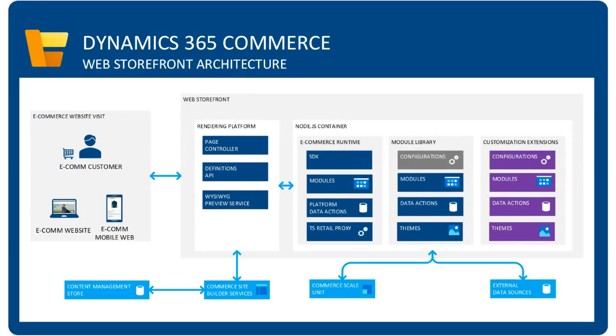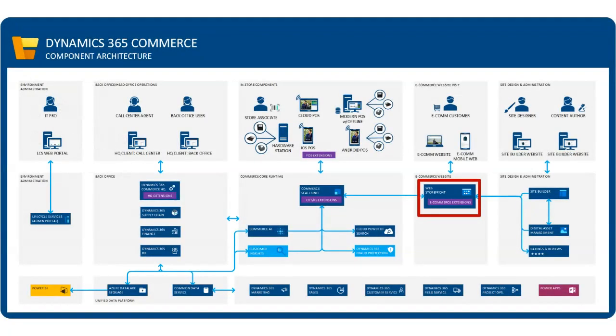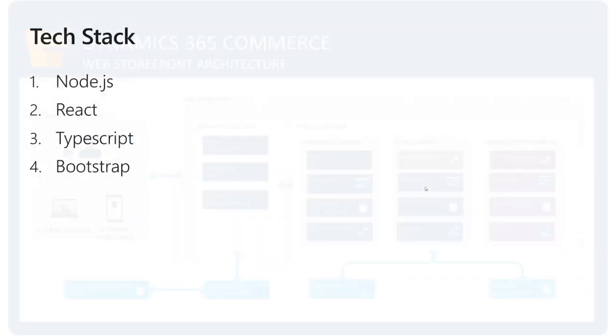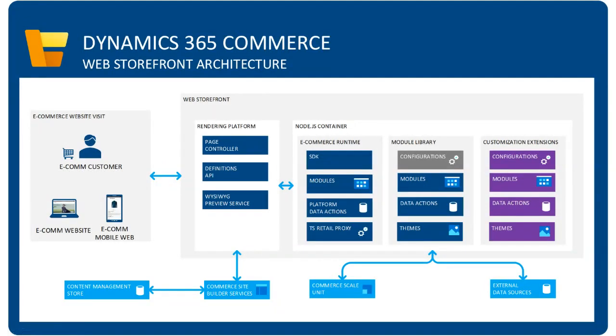If I go back to this web storefront box here, this is what it looks like in an exploded view. Over here, it's just the e-commerce customer hitting your website. Within the web storefront, this is where our rendering platform lives. The page controller will figure out what page you're requesting. It'll go off to the Commerce Site Builder services. When you build pages within our site builder, they're stored in the CMS system as JSON documents. So the JSON document will get pulled and stitched together at this layer and then passed into our node layer right here.